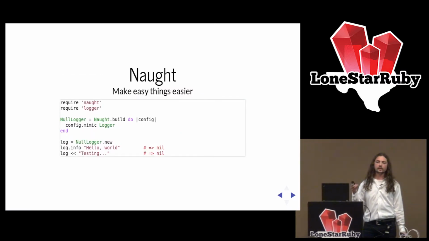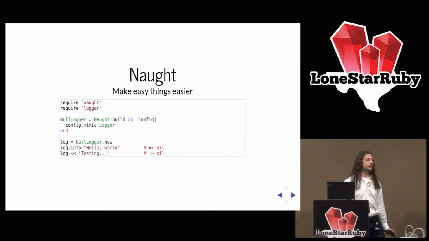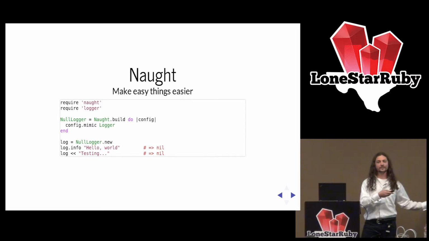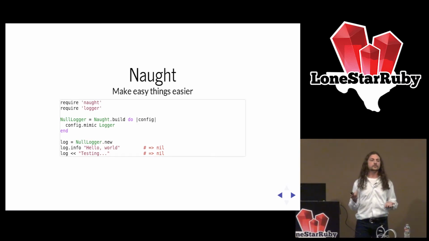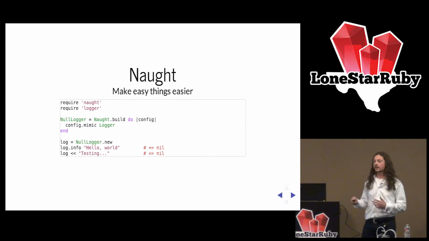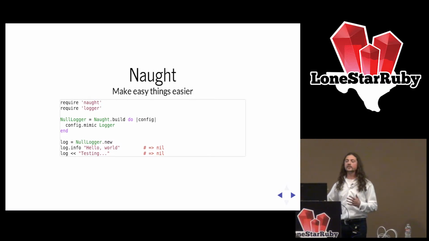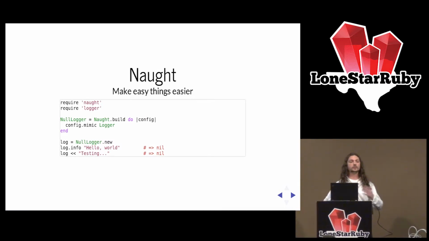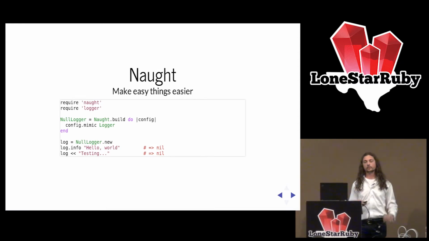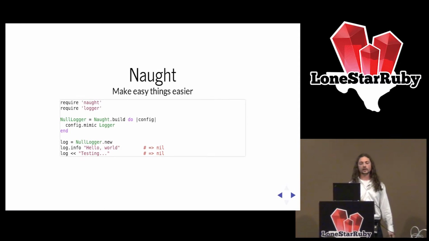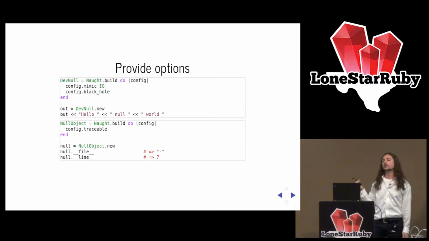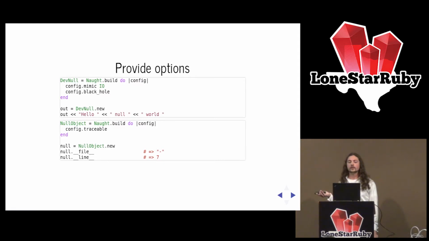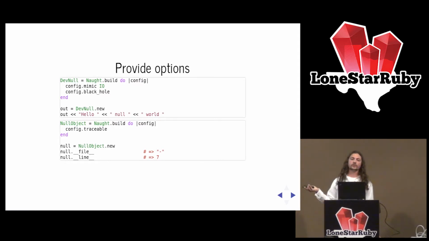As you've just seen, clearly we do not need a library for building null objects, because we just built one. So why build one? Well, one reason is I wanted to make easy things easier. This is the equivalent Not code for building that same null class. We just say Not.build, and we say config.mimic logger, and it's going to mimic that logger interface, and it's going to return nil from all those methods that do nothing. So a little bit simpler, a little bit shorter. The other reason I wanted to do this is it turns out there are a number of interesting little variations on the null object pattern. So this top block is one such variation.